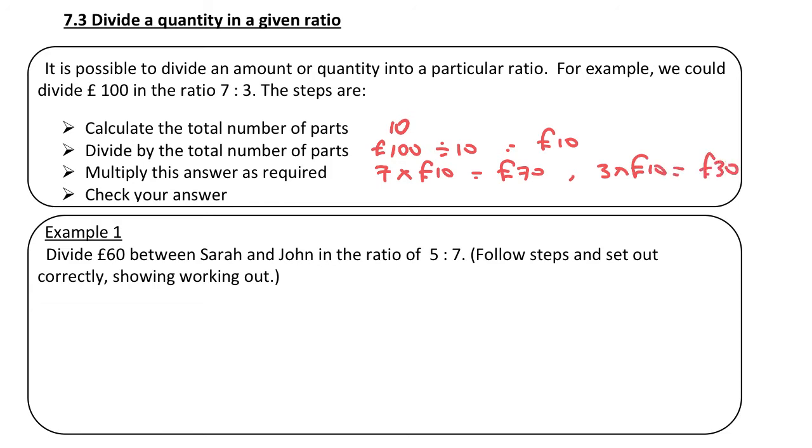And then we can check our answer. So our two values, 70 and 30, add together to give £100, which is what we started with. So that looks like it's pretty good.